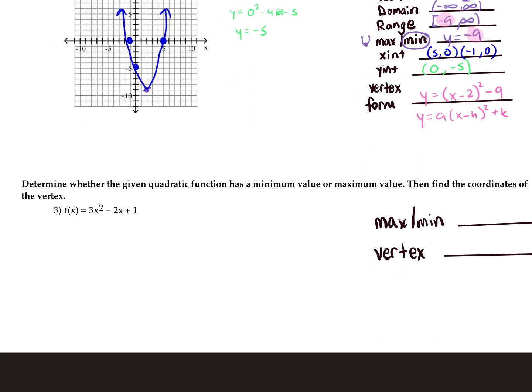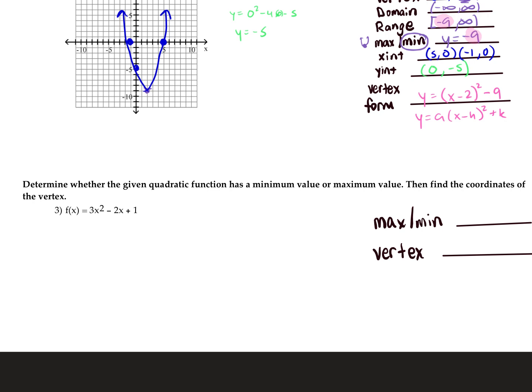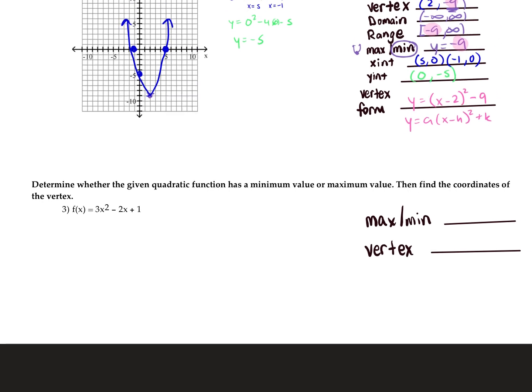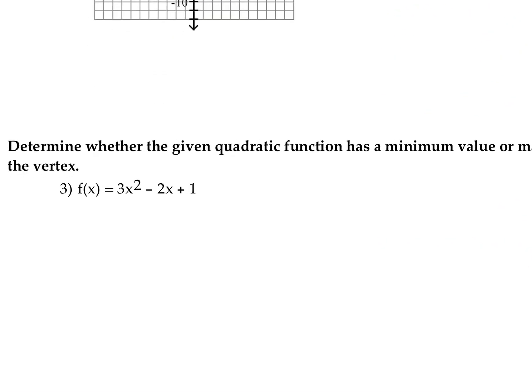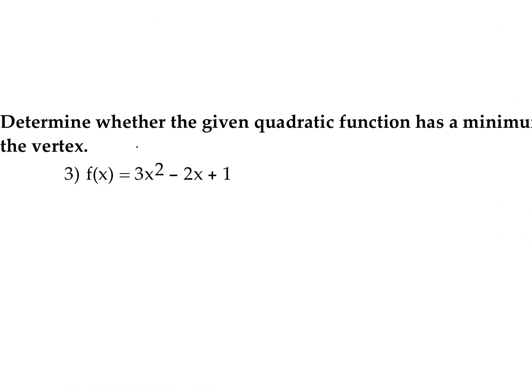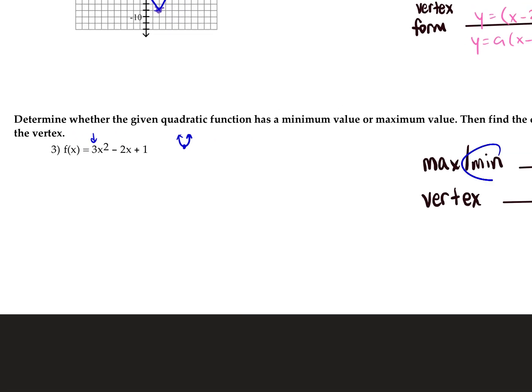All right, for the next question, we have to determine whether the given quadratic function has a minimum value or maximum value, then find the coordinates of the vertex. So because a is positive, our graph is going to open up. So we have a minimum value at our vertex. So that would be a minimum. In order to find out what our minimum is, it's going to be the y in our vertex.